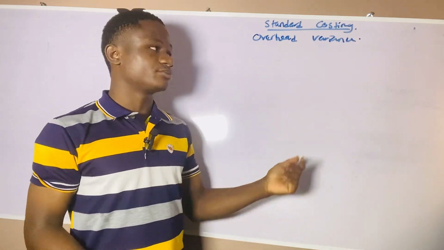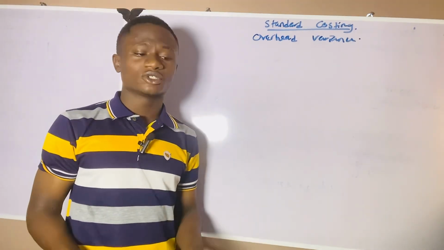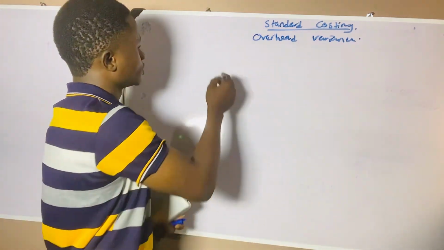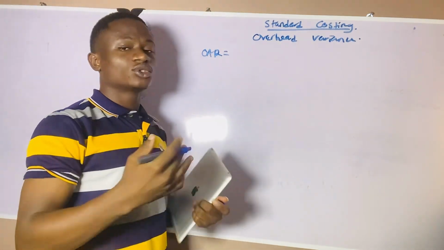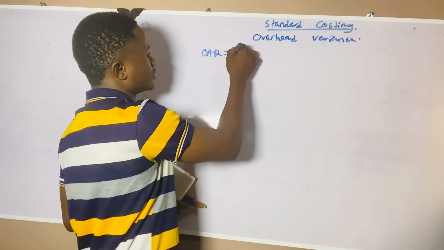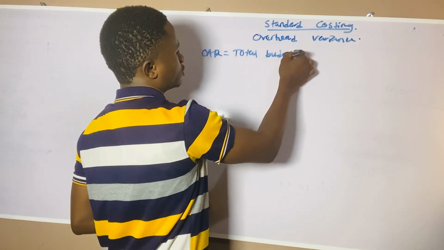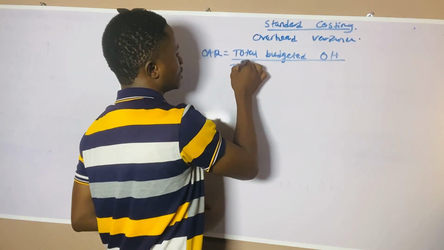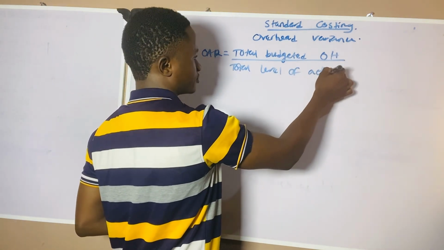So yeah, let's go. Overhead variance. But before you proceed, there's something you need to know when it comes to overhead. We call it overhead absorption rate. What's overhead absorption rate? Overhead absorption rate is simply equal to total budgeted overhead divided by total level of activity.